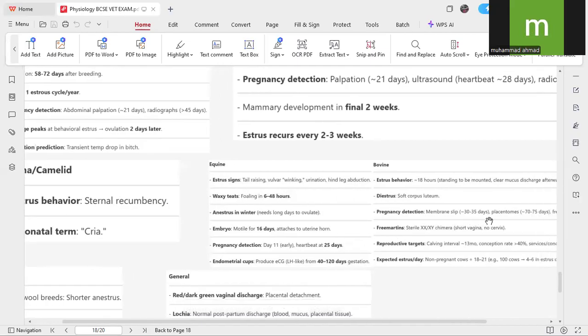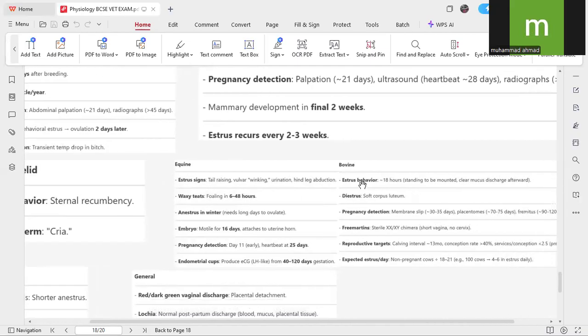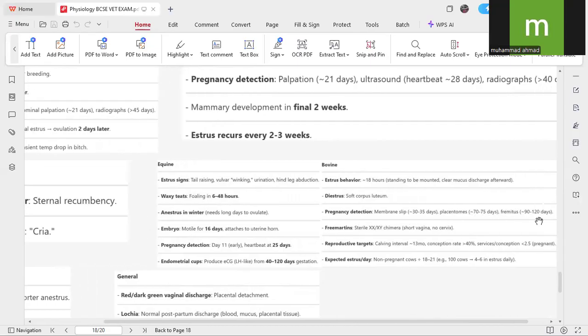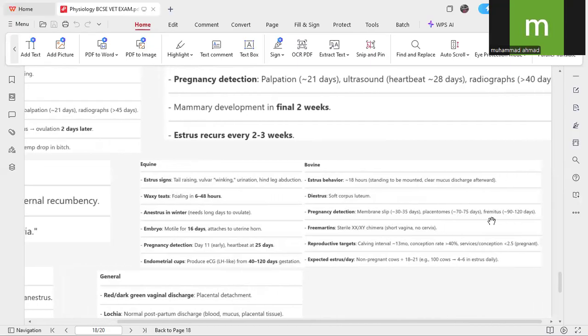Bovine. Estrus behavior lasts 18 hours: standing to be mounted, and clear mucus discharge. A soft corpus luteum shows the distress. Pregnancy detection: membrane slip at 30 to 35 days, placentomes at 70 to 75 days, and fremitus at 90 to 120 days.